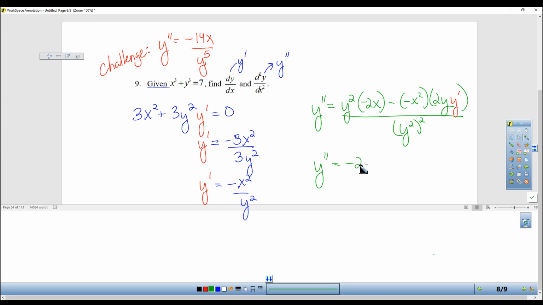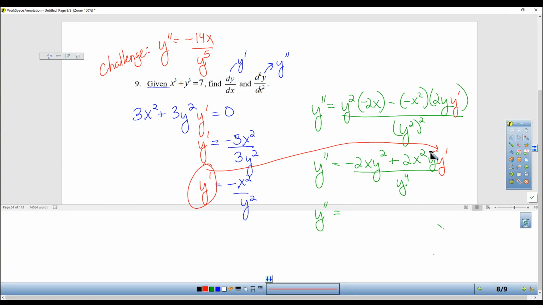That gives me negative 2xy squared plus 2x squared y prime all over y to the 4th. Remember from an earlier example that you cannot leave that y prime in there. I cannot leave that y prime, so I'm going to replace it with the y prime that I've already figured out.